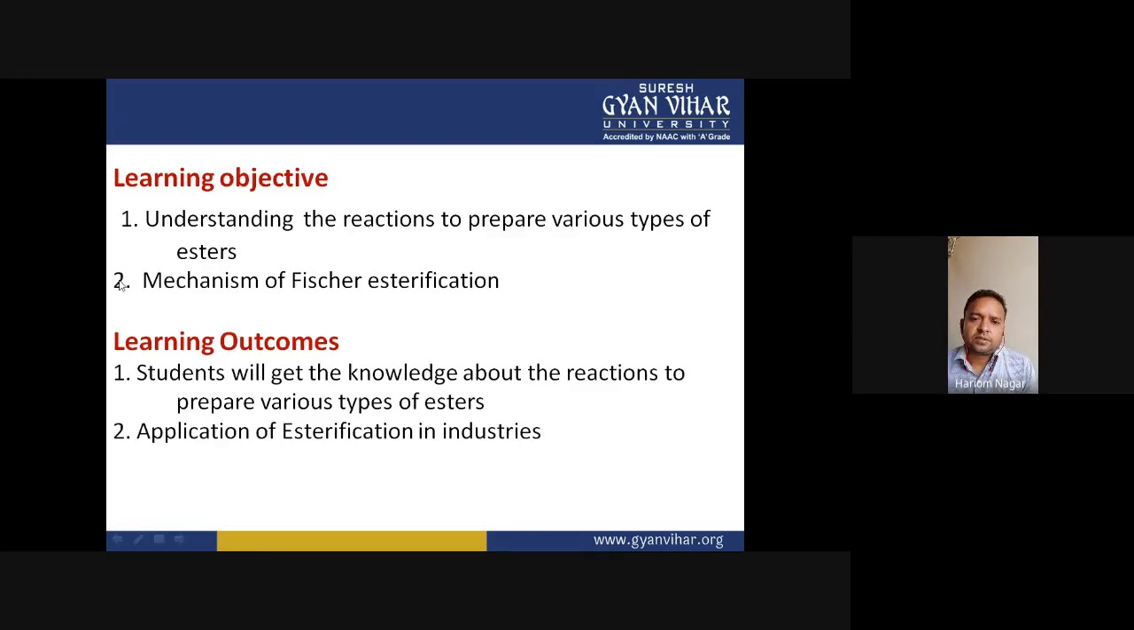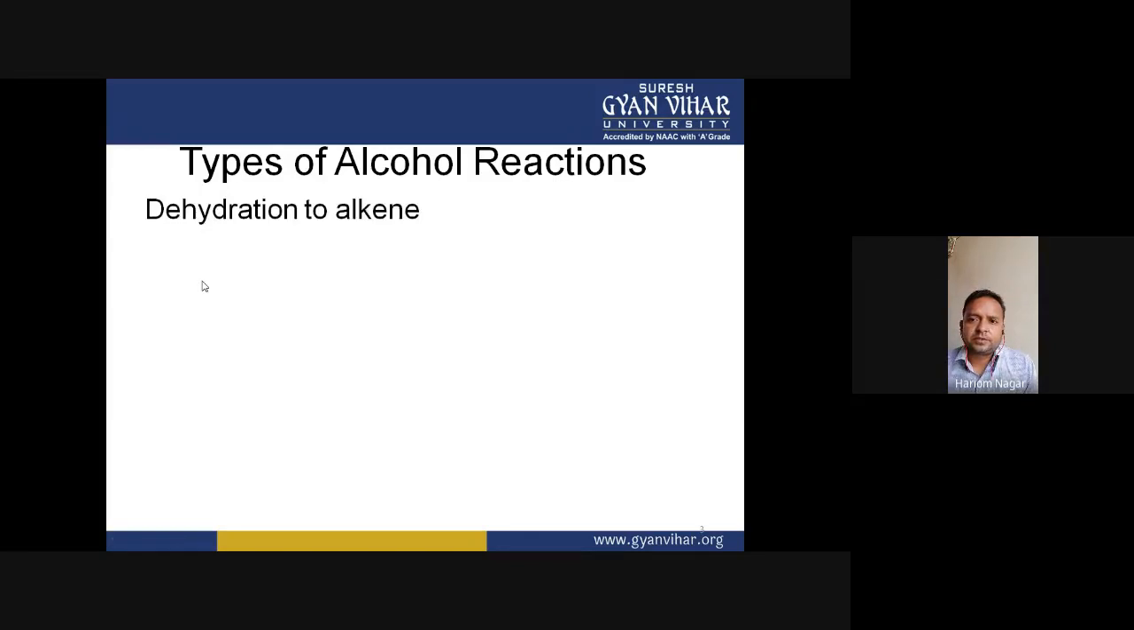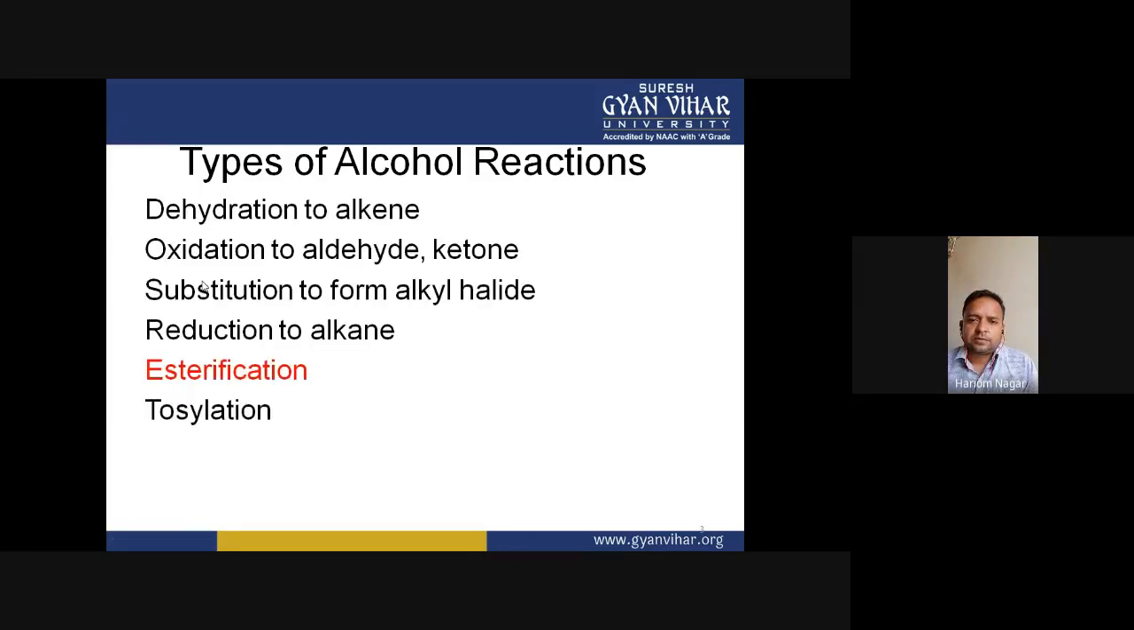So now, coming to the next slide. Generally alcohols give so many types of reactions, for example dehydration to alkenes, oxidation to aldehyde, and so on. Dehydration means removal of the water molecule by an elimination reaction, beta elimination. Alcohol gives alkene as a product.